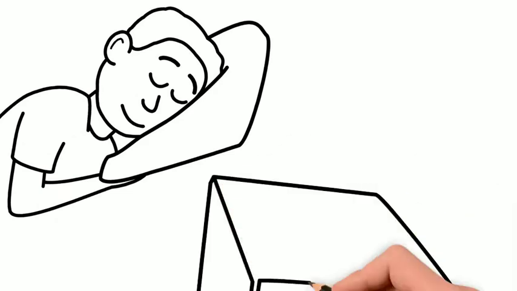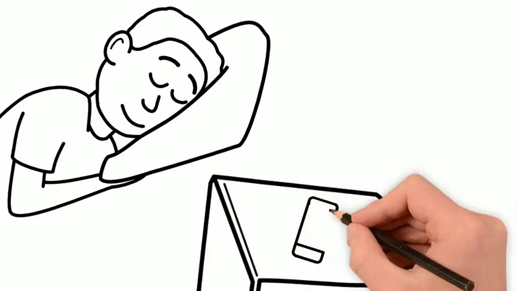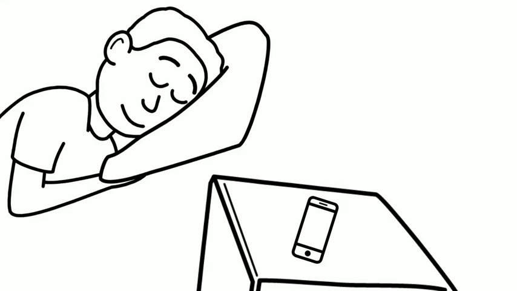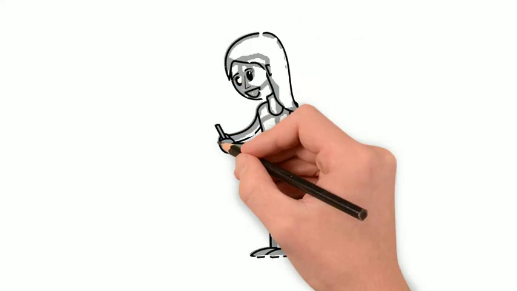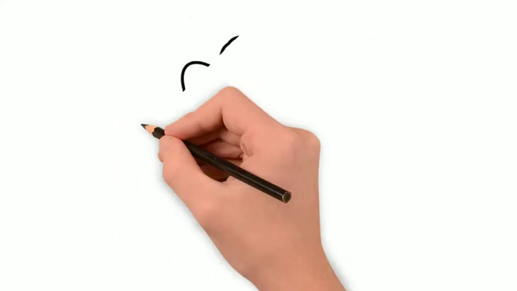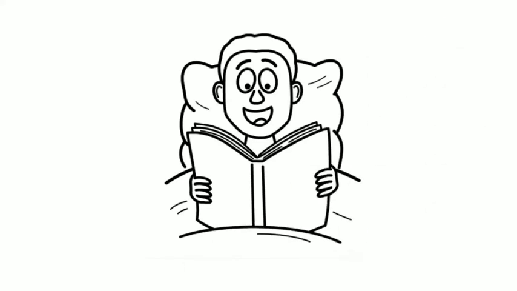Having cell phones and computers close to your bed at night also create other distractions, like fighting the urge to check social media, playing games, and notifications waking you up throughout the night. Do you check your phone before bed? Try reading a book, magazine, or comic as an alternative.